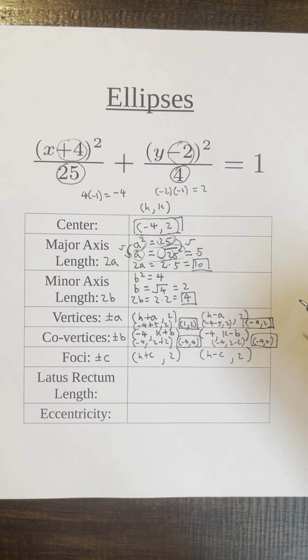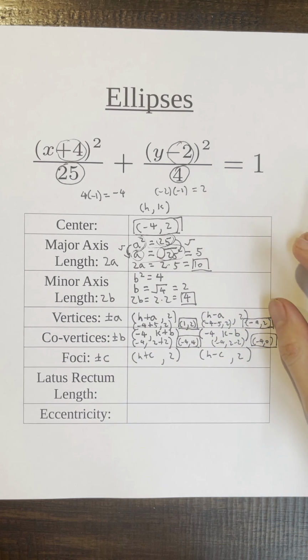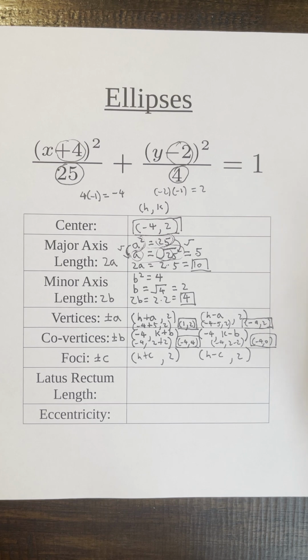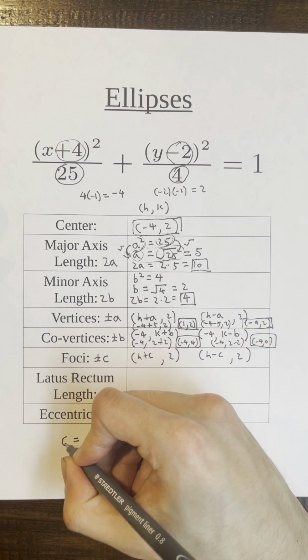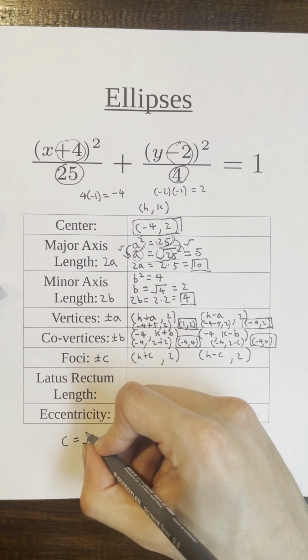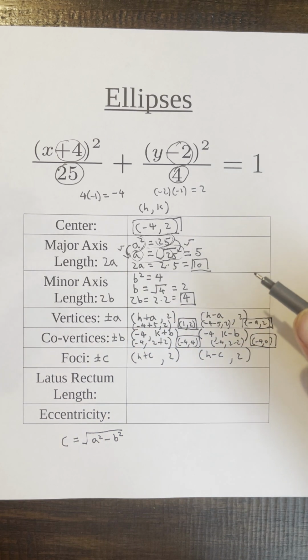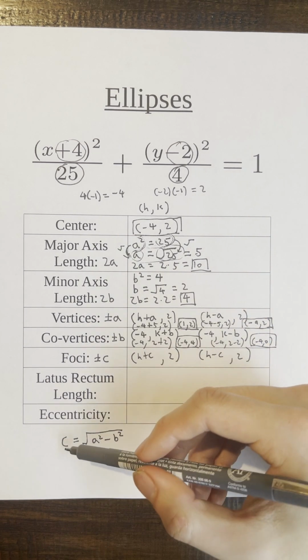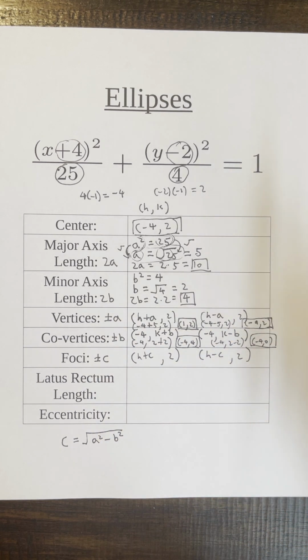Okay. How about with the foci? What's the formula for C? With an ellipse, only with ellipses, C is equal to the square root of a squared minus b squared. With hyperbolas, it's different. Okay. So, to figure out C, we need a squared and b squared. Do we already know what those are?